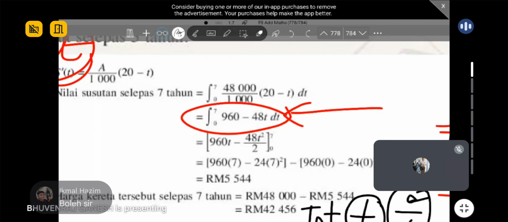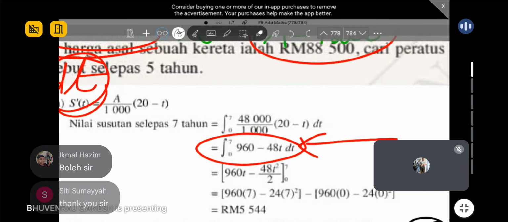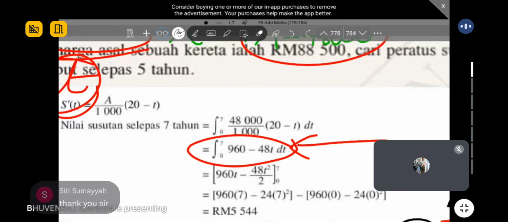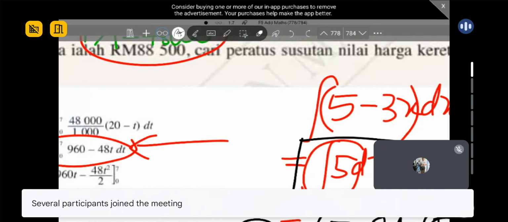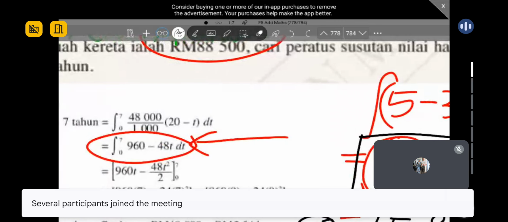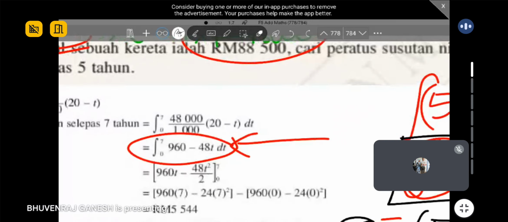Okay, so let's go back to this question, guys. This is the way we integrate. It is the same as this, exactly the same question, guys. I only changed the numbers. So that's why this is your answer. This is the answer after integration.